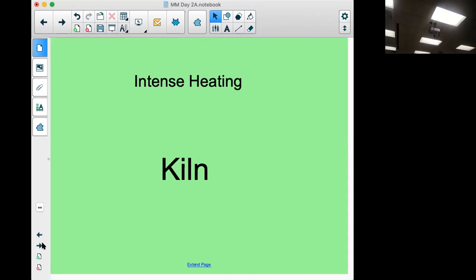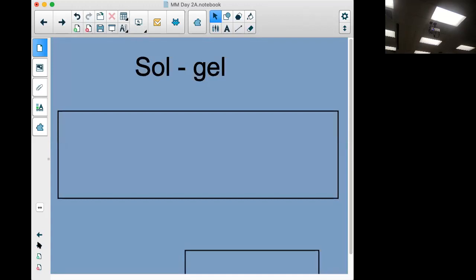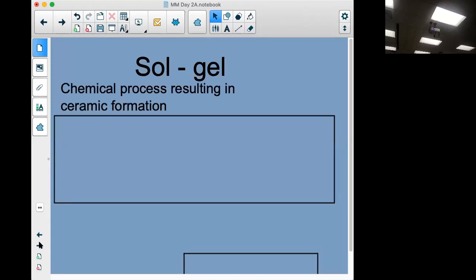So a kiln is the first way we form ceramics. The intense heat sets the bonds, makes the ceramics. Are we good? All right, the second is a more common chemical process, okay? It's called sol gel. In sol gel, a chemical process results in the ceramic formation, okay?